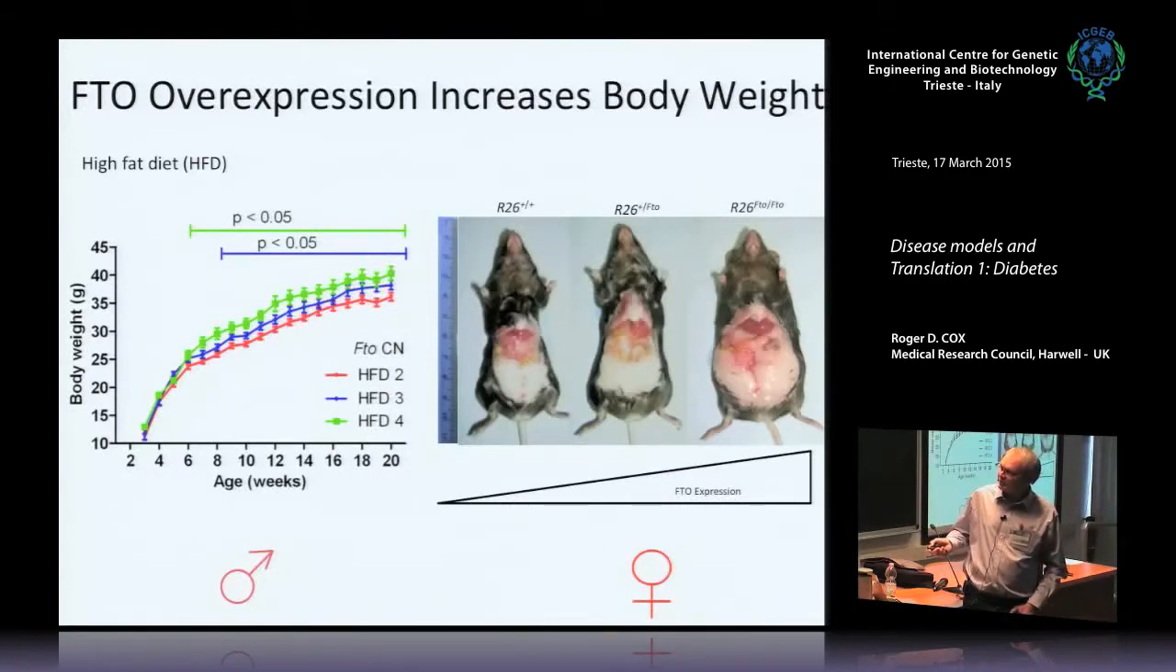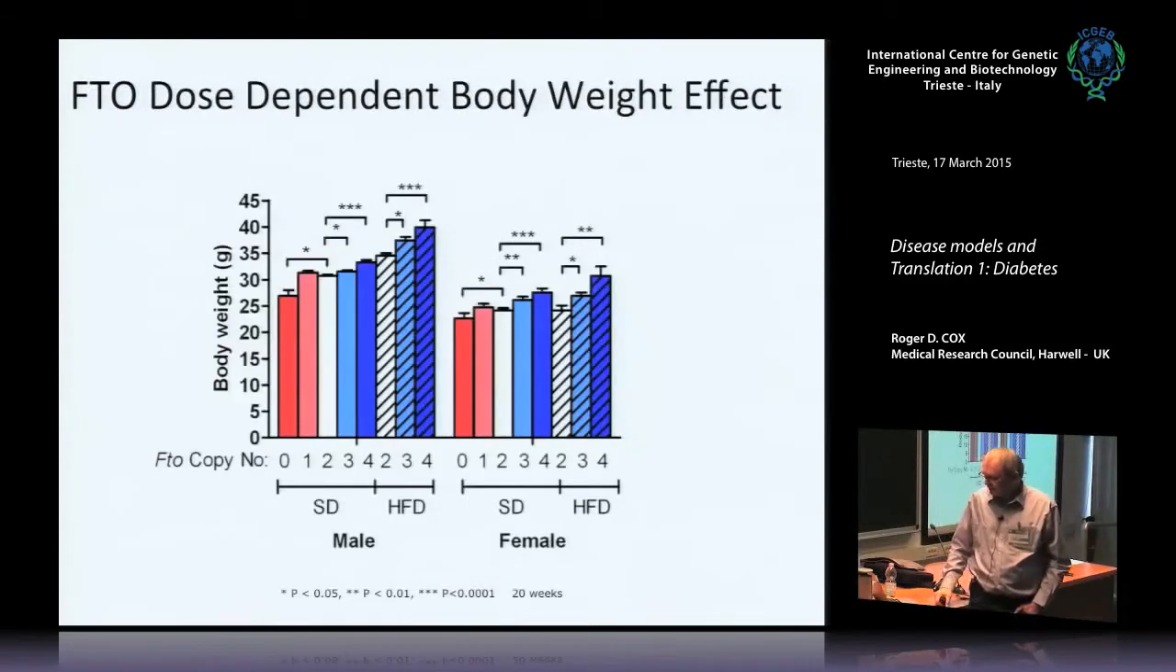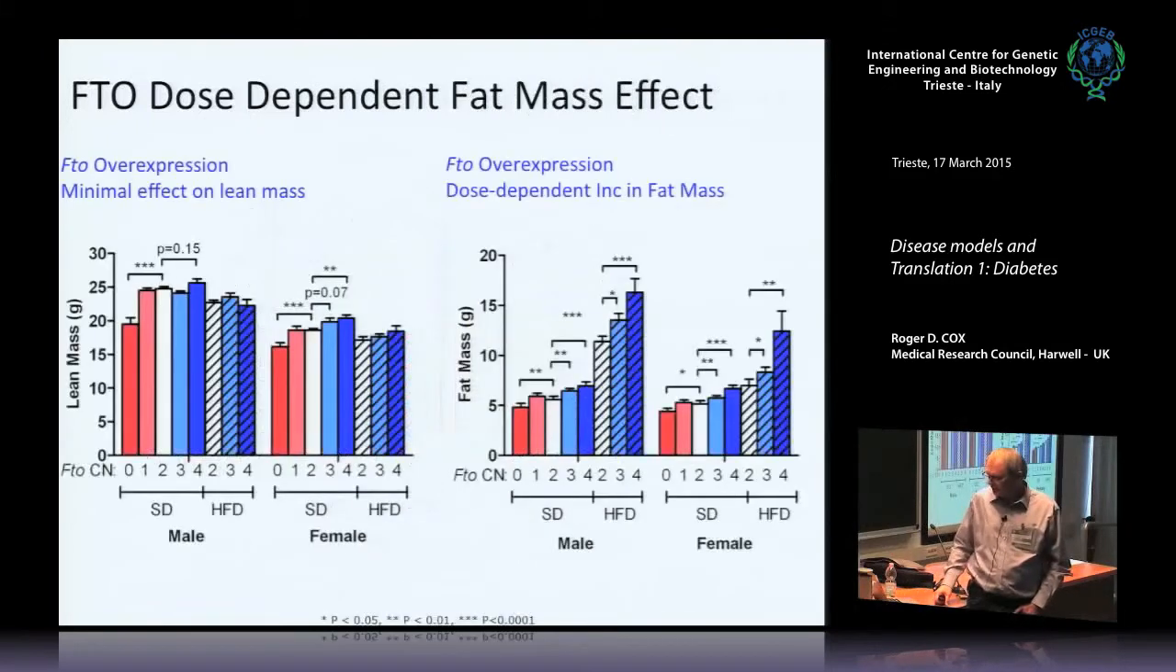You can see quite a substantial increase when you open up the mice in expansion of fat pads. It's a dose-dependent increase. We go from 2 copies to 3 copies to 4 copies here if we just look at the male on the high-fat diet. So you can see there's a dose-dependent increase in fat mass. Adding 1 extra copy increased body weight, and adding another copy, so you had 4 copies, increased body weight further. This is an effect on fat mass.